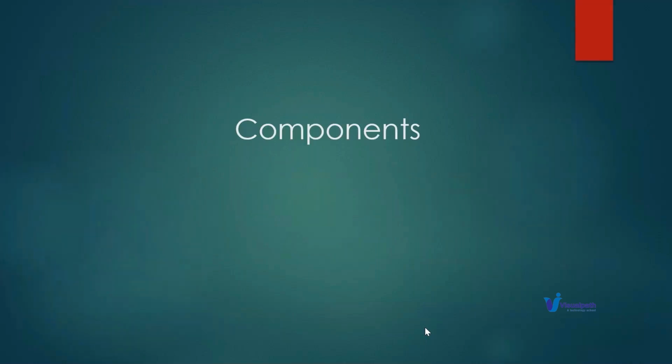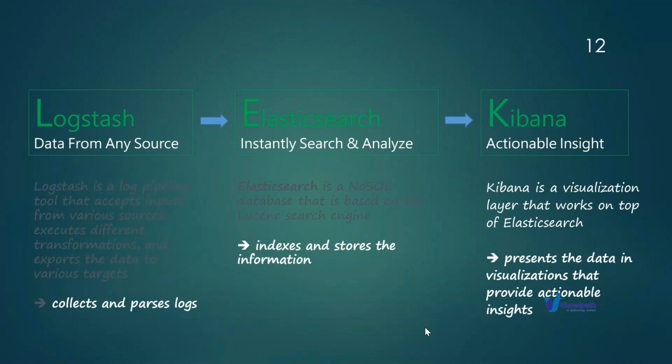Let's deep dive into the components of ELK. ELK: Elasticsearch, Logstash, and Kibana. These are the three major components that make up ELK. Logstash is the base component. Logstash is a pipeline tool that extracts input from various sources of data, executes different transformations, and exports the data to various targets. In one line, it just collects the logs, parses the logs, and sends them to Elasticsearch.